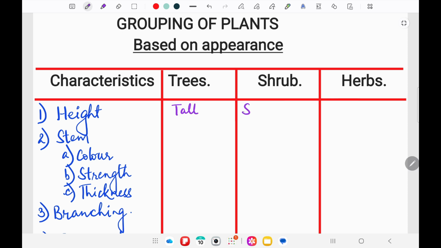The shrubs, they are shorter than trees. And the herbs, they are short plants. About the stem, first is the color of the stem. The trees, the stem is brown in color. The shrubs, there also the stem is brown in color. And in case of herbs, the stem is green in color.